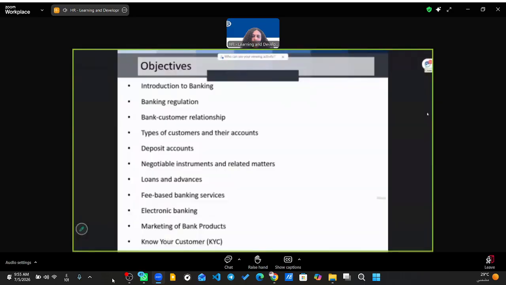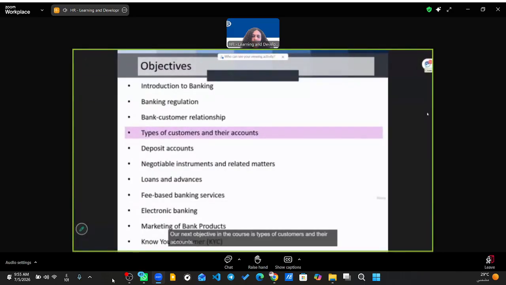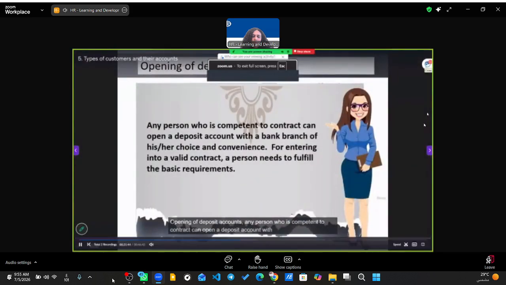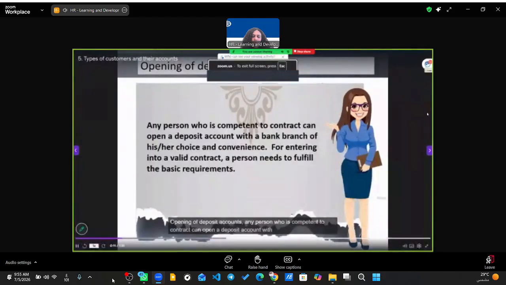Our next objective in the course is types of customers and their accounts. Opening of deposit accounts. Any person who is competent to contract can open a deposit account with a bank branch of his or her choice and convenience.